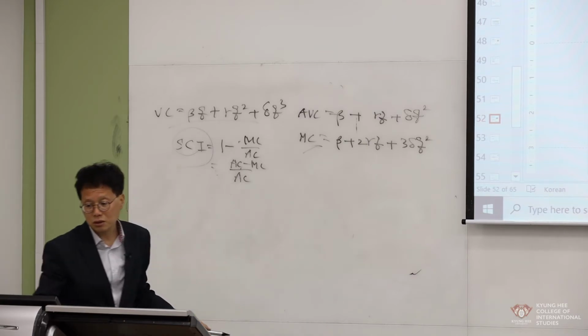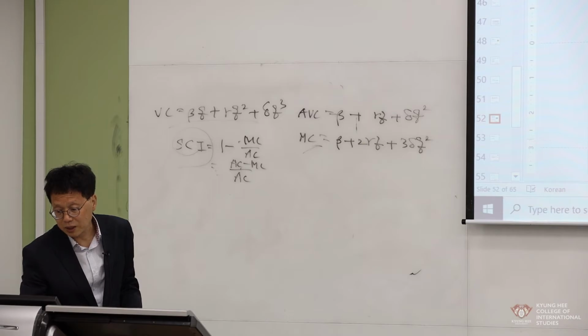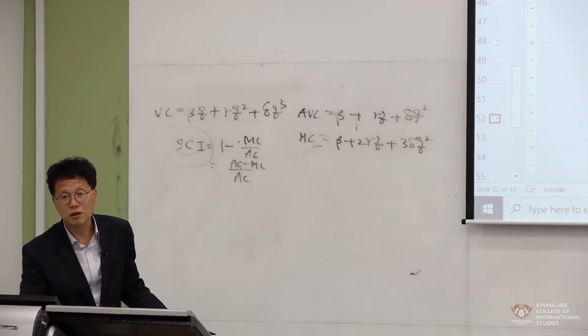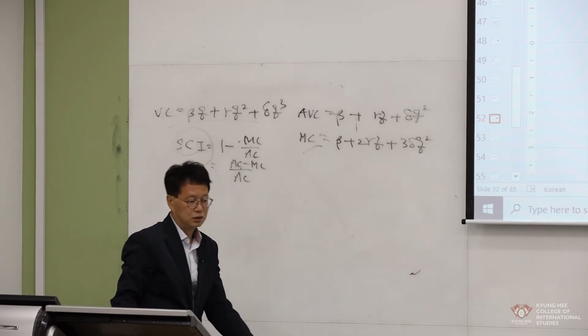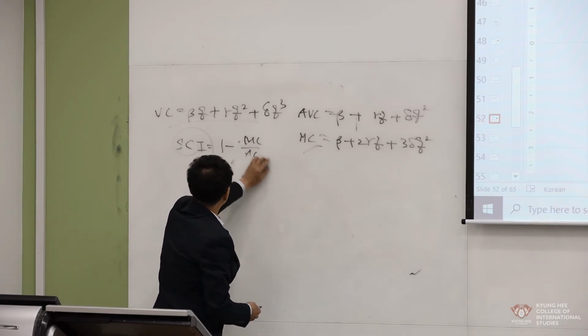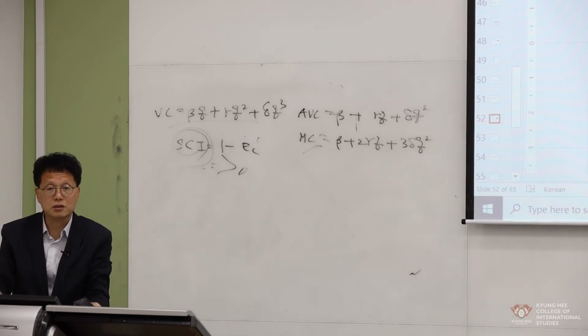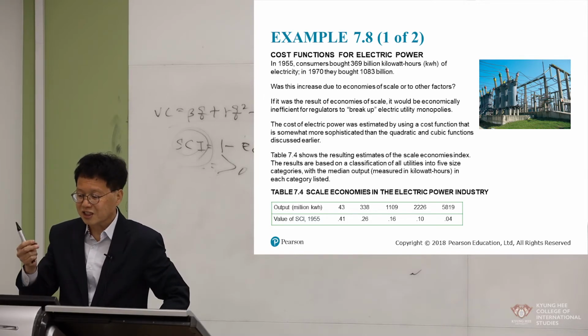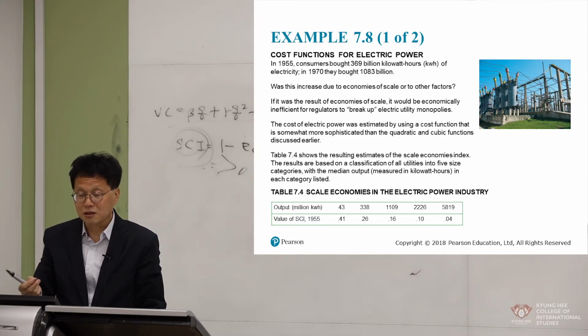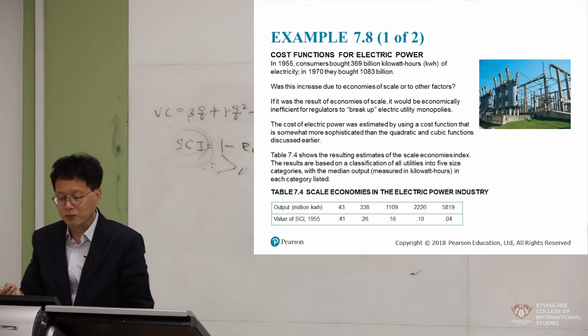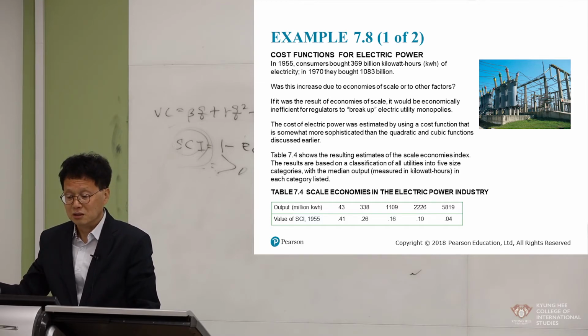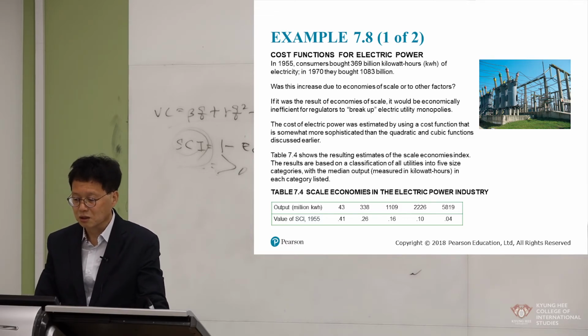Average cost and marginal cost. And the value of SCI estimated is this one: 0.41, 0.26, 0.1, 0. What's the meaning of this? We can empirically find that economies of scale is positive. Scale economies index is positive. In other words, economies of scale occurred in electricity companies. So, breaking up a monopoly company into many companies is not efficient. That is the conclusion in the United States. I think it is almost the same in Korea.